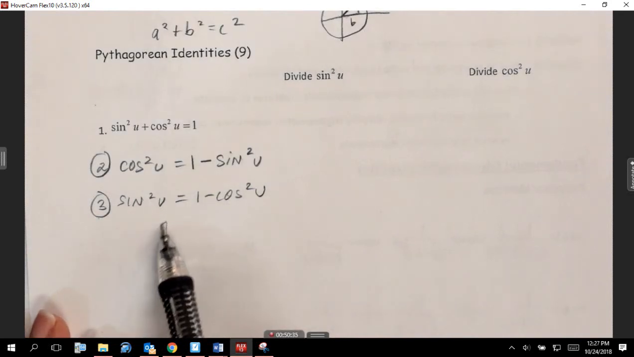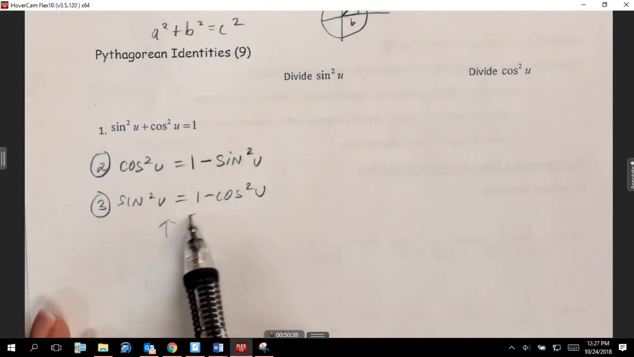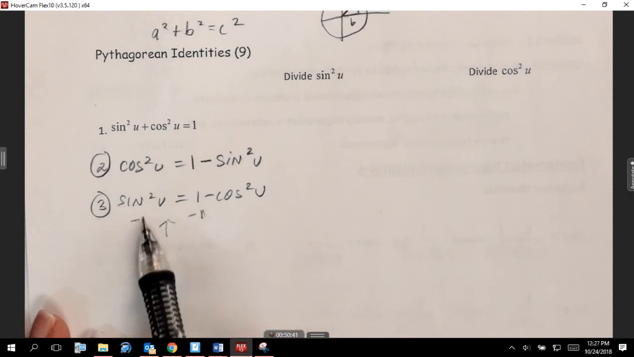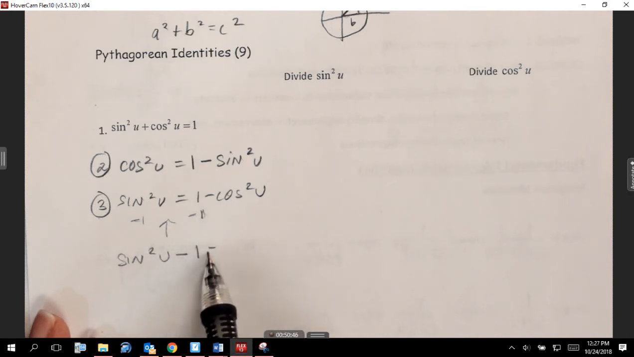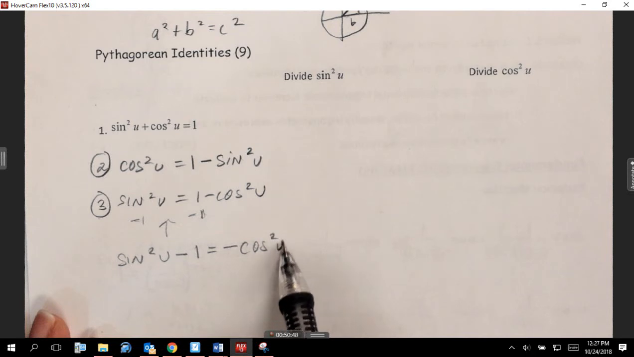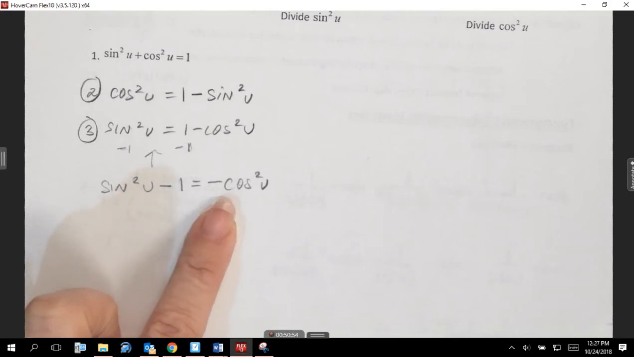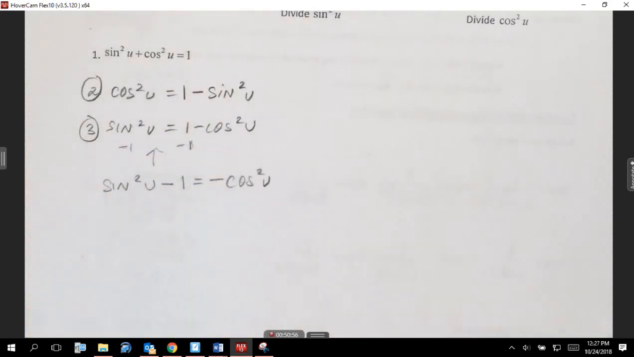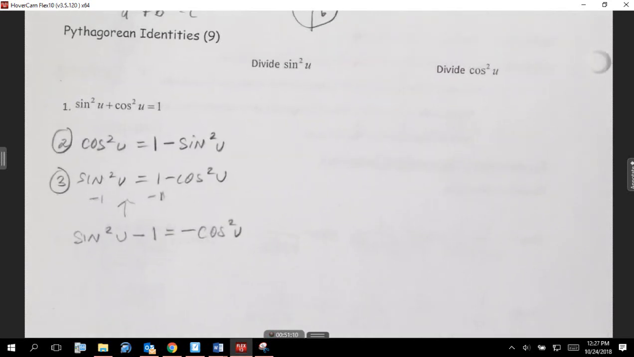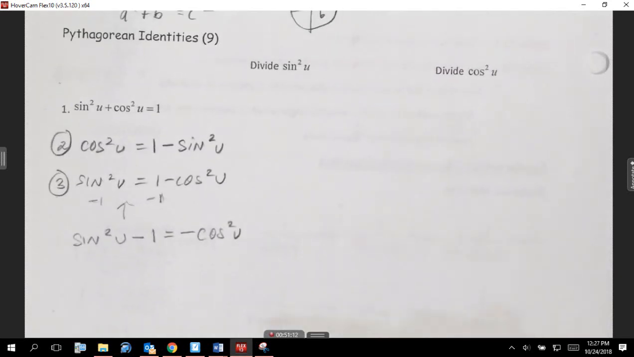I can manipulate this one further, this one right here. If I subtract 1 from both sides, now I have sine squared u minus 1 equals negative cosine squared u. So that's another version of this Pythagorean identity. As long as you're doing the same thing to both sides, you can have infinitely many versions of this. They're just not all going to show up in our assignments.